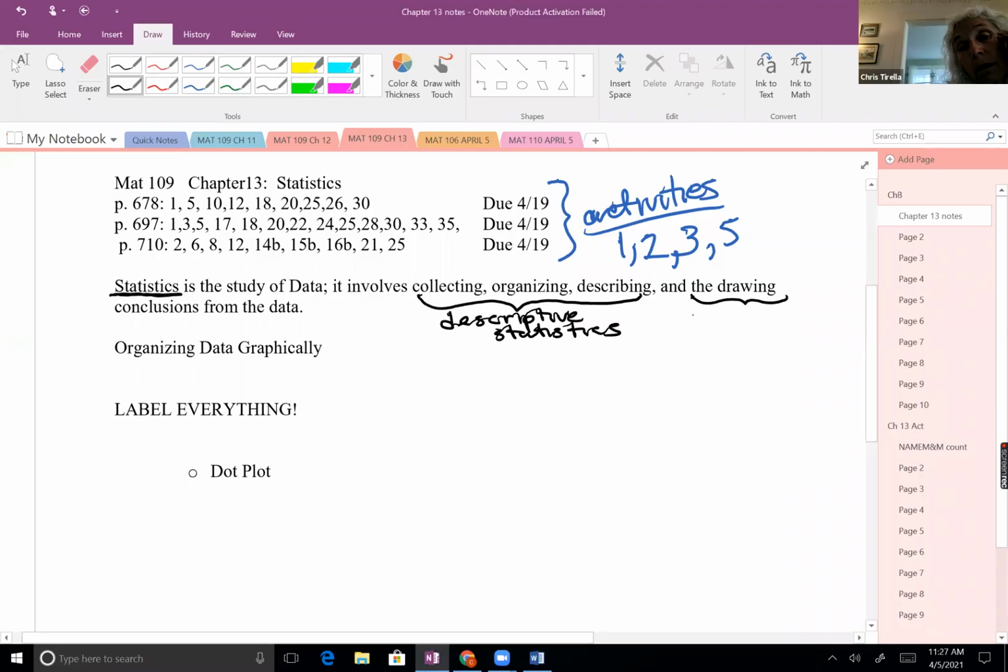And then drawing conclusions from the data, this part is referred to as inferential statistics.